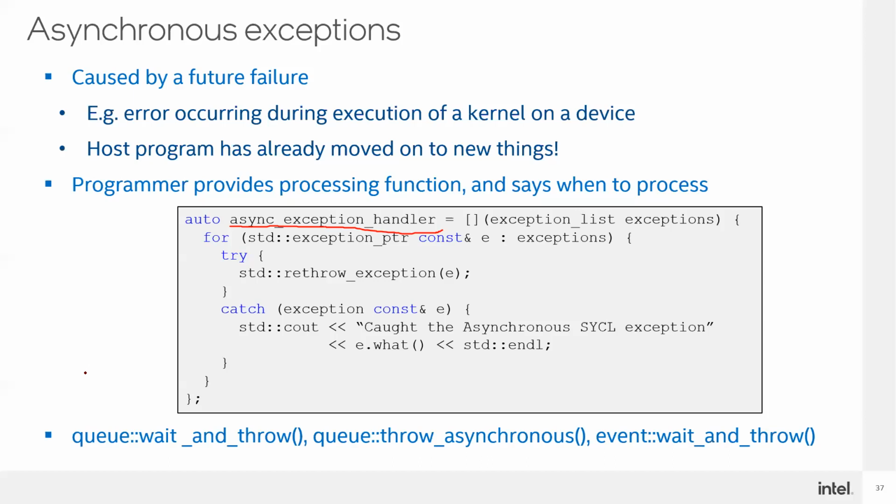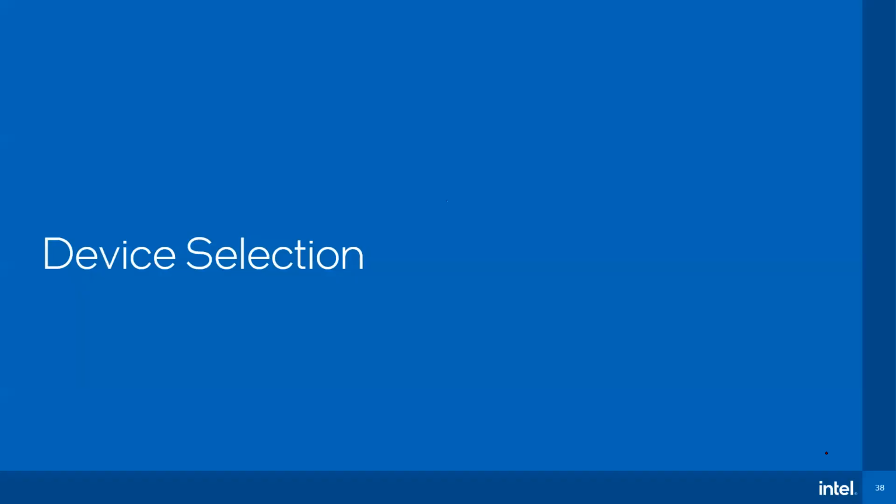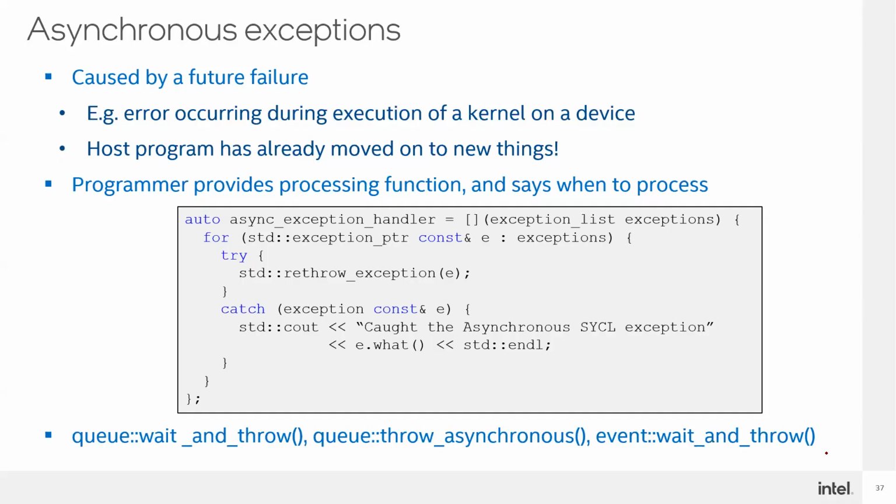If you want the queue to generate an asynchronous exception, you can also invoke the wait and throw asynchronous methods, which stop and wait until the execution of a queue and all the kernels is finished, and throw an asynchronous exception if you want. If you don't catch this yourself, there will be some default exception handling of synchronous and asynchronous exceptions in your code.